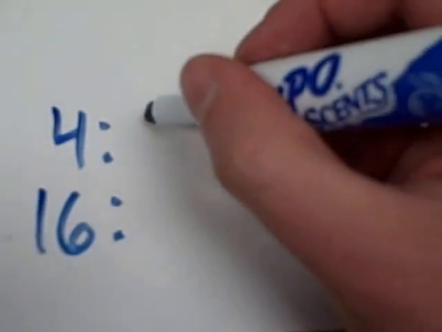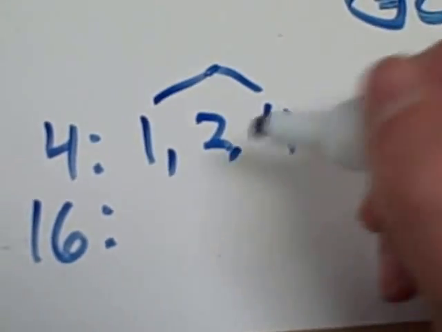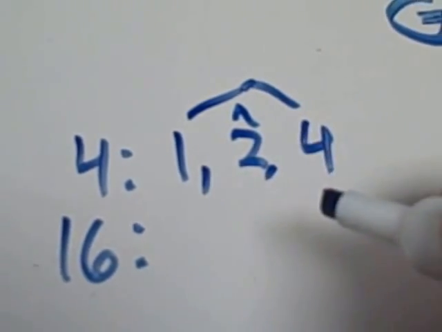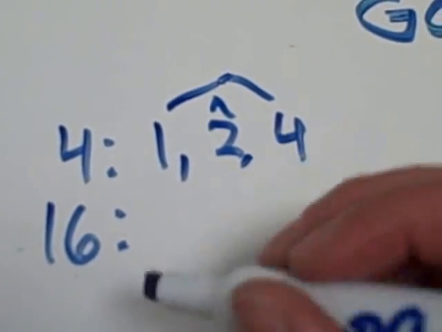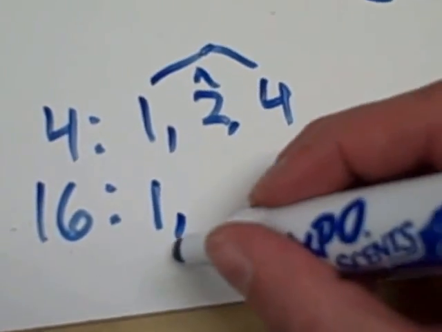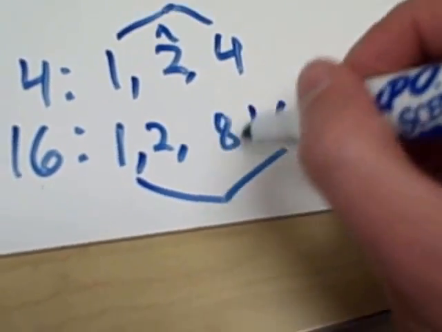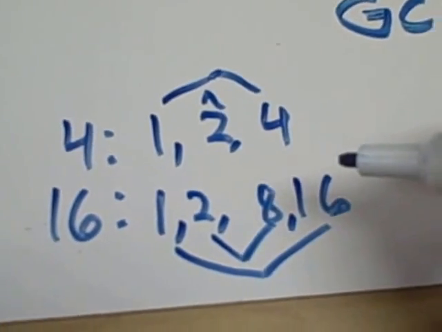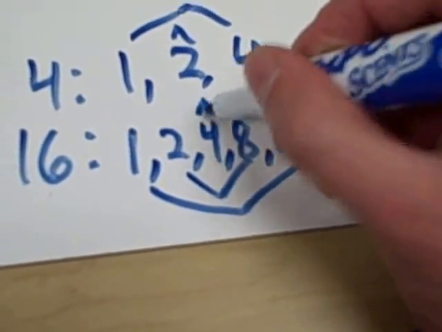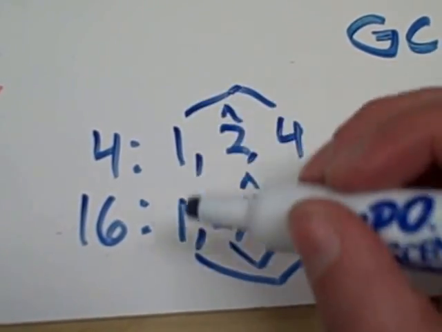What goes into 4? Well, I know 1 times 4 makes 4. And I know 2 times 2 makes 4. And I don't need to double 2 again. I just know 2 times 2 is 4. So these are my factors of 4. Now let's do my factors of 16. I know 1 times 16. Anything else? Yep, 2 and 8, and 4 times 4.